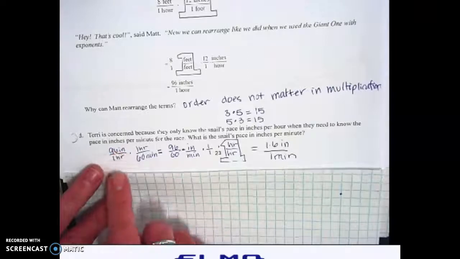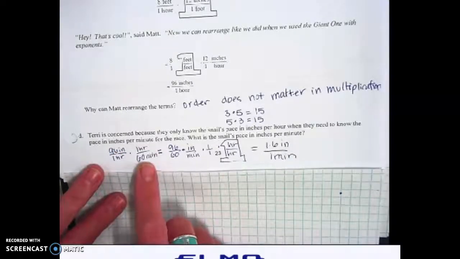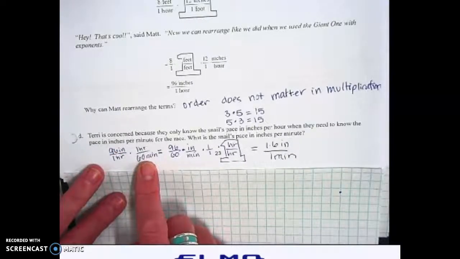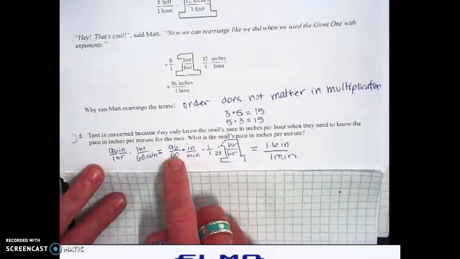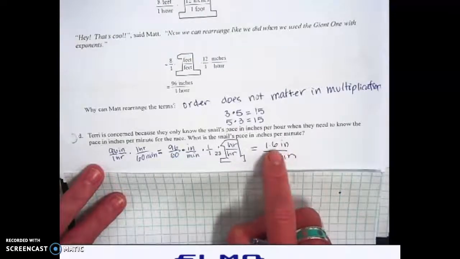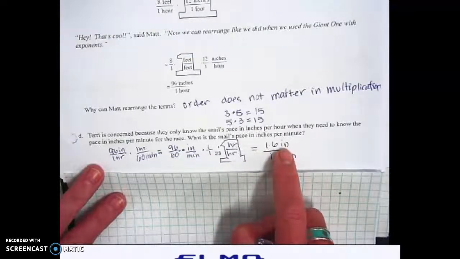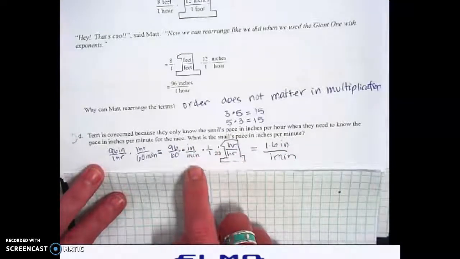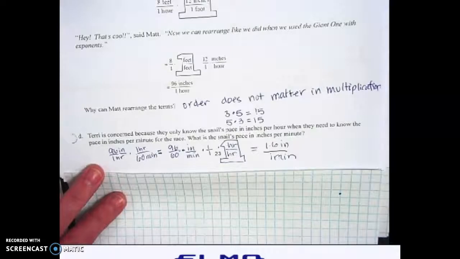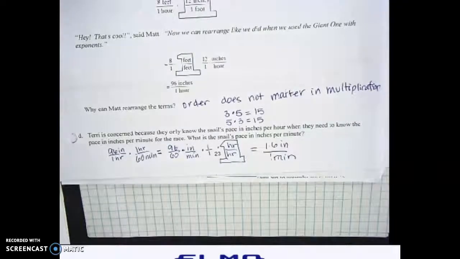and go 96 inches per 1 hour. 1 hour is 60 minutes. We're going to take the 96 and divide it by 60. If you punch that in your calculator, here's what you get. You get 1.6 inches. The hours cancel, and you're left with inches per minute. Okay? Finish copying that down.